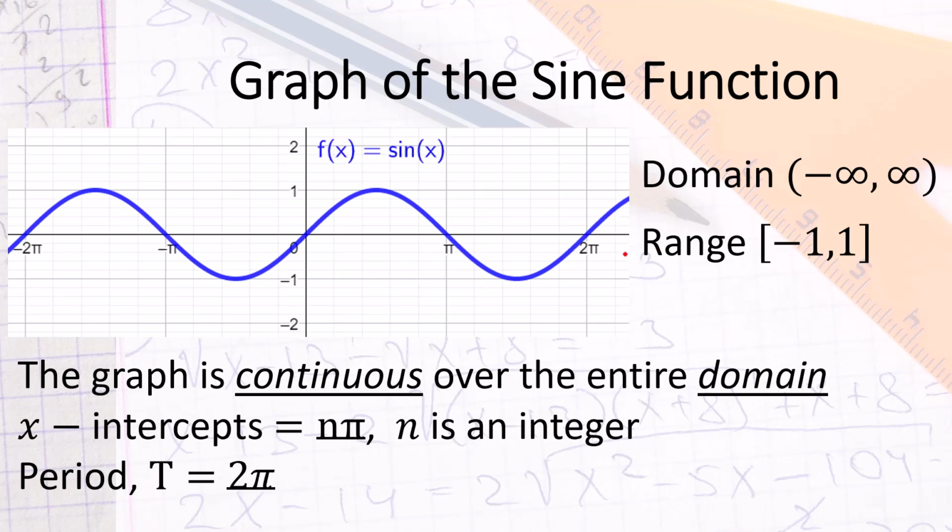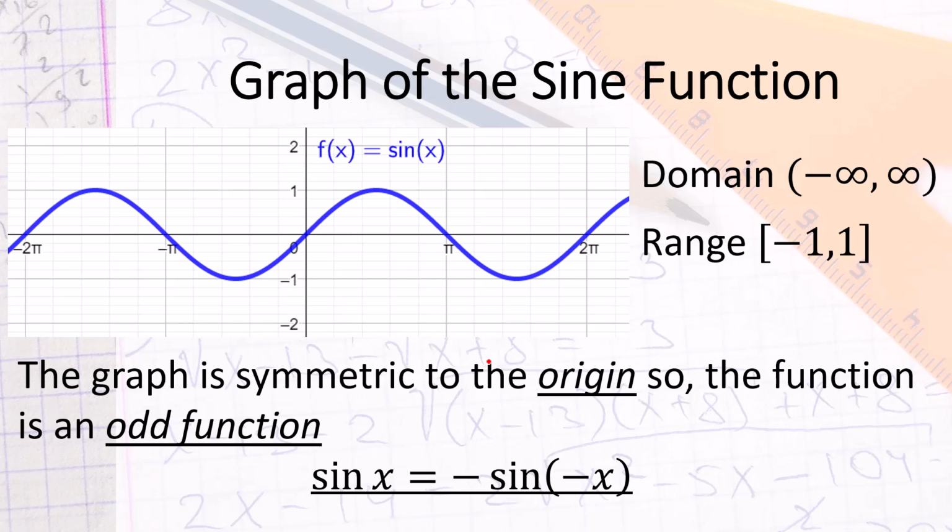As you can see, the domain is the entire real line. It never takes on any values greater or less than -1, so its range is between -1 and 1. It is continuous over the entire domain, and it will cross the x-axis at integer multiples of pi. And as you can see, yes, the period actually happens to be 2 pi. Also, we can notice that it is symmetric about the origin. And since it is symmetric about the origin, it happens to be an odd function.